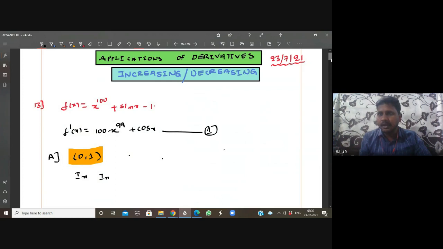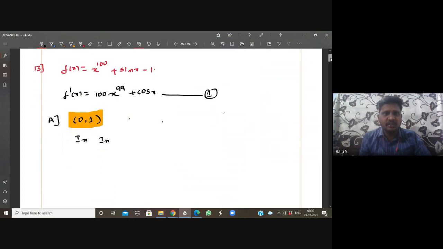Okay, right. In this question, I differentiated and we got f dash of x. In that first subdivision, they gave 0, 1. In this interval, we have to check whether the given function is increasing or decreasing.